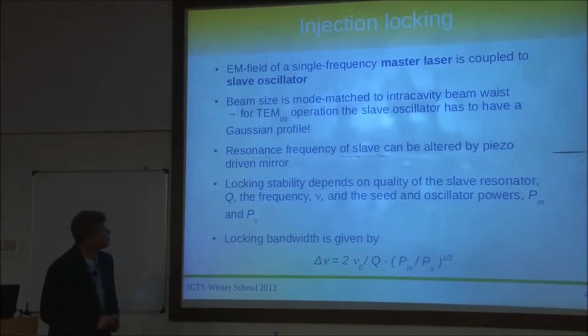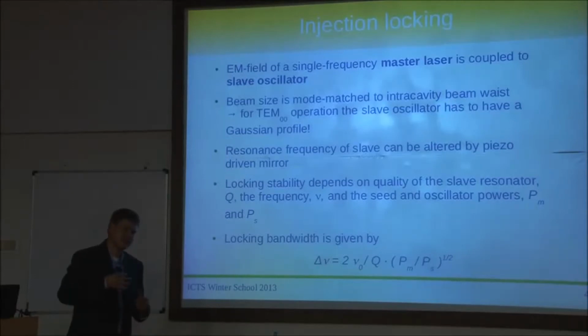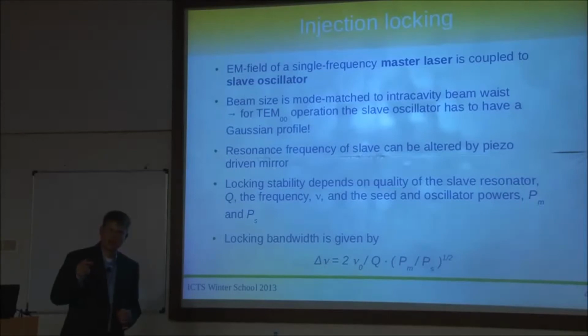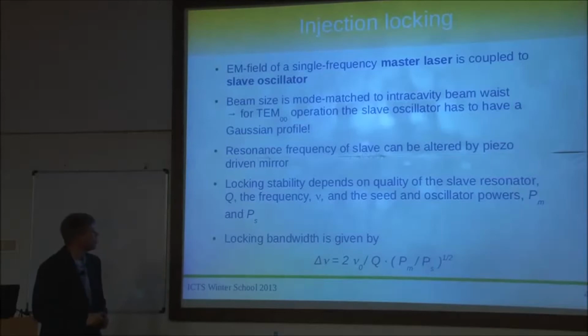Then the resonance frequency of the slave, in this case of this oscillator, needs to be altered, so the length of that resonator needs to be changed. That's the task of this little piezo element with this mirror glued on, which is sitting on this long-range actuator, which I've shown earlier. It's a device which slightly changes the resonator length and therefore changes the resonance frequency of the laser itself.